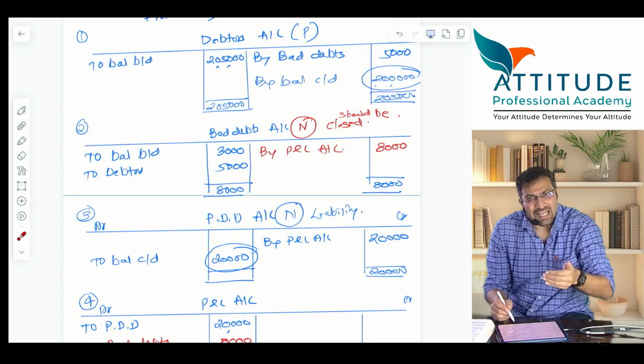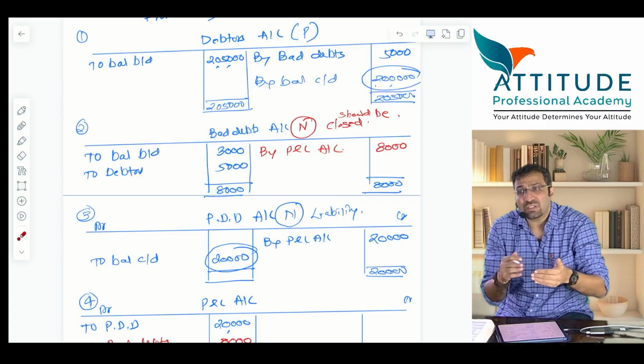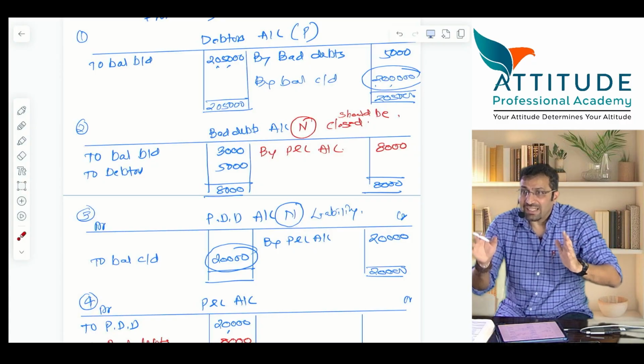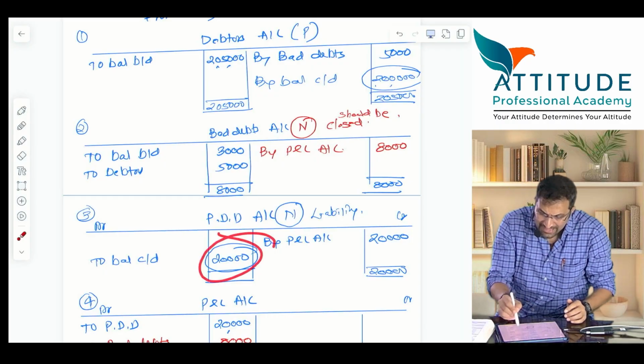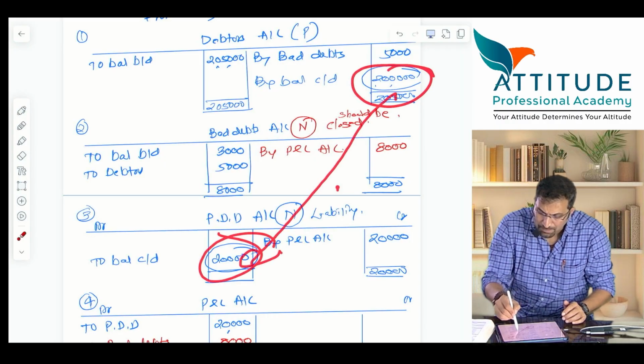And then you prepare the trial balance. From the trial balance, pick up what accounts? Nominal accounts should get closed, and personal and real accounts should get balanced. Those are closed, these are balanced. These balances will appear in the balance sheet.